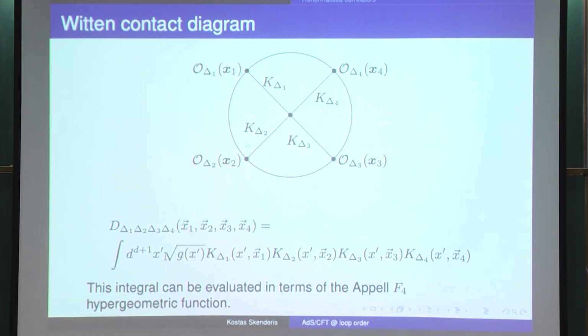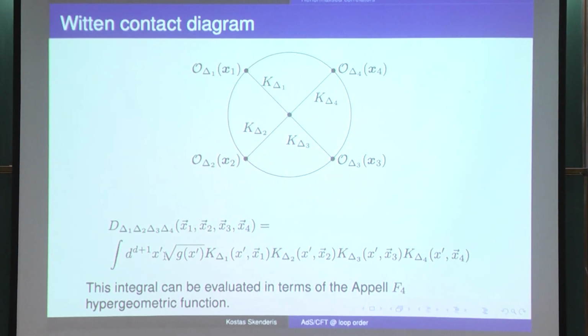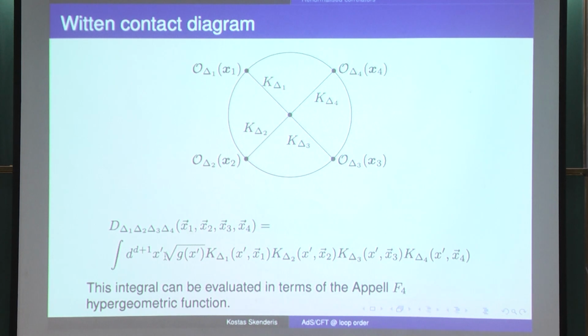Altogether we get the usual formula for the so-called contact diagram, where this represents AdS, and the circle is the boundary of AdS. I inserted an operator at each of the 4 points. I differentiate 4 times with respect to phi naught. Associated to each differentiation is a bulk to boundary propagator that goes from a boundary point to a point in AdS, and then we integrate over this point. And this is the 4-point function.